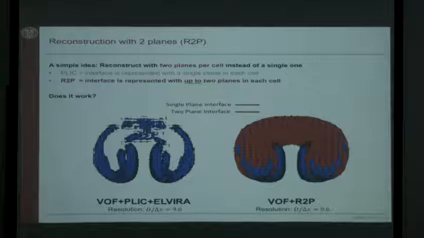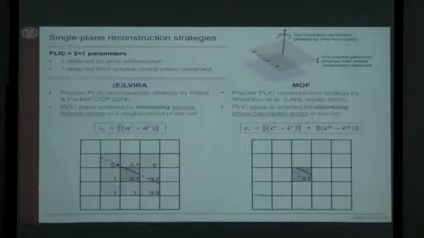So you basically now maintain the sheet. So how does it work? Well, in order to efficiently tell you how this works, I need to give you some background about how typical PLIC methods work. PLIC means essentially you're trying to fit a plane inside your cell that best represents your interface. And that typically means that you have 2 orientation parameters, essentially a plane normal, and then a positioning parameter, a distance. So that's a set of 3 parameters, 2 plus 1.